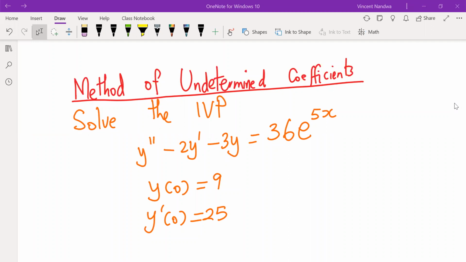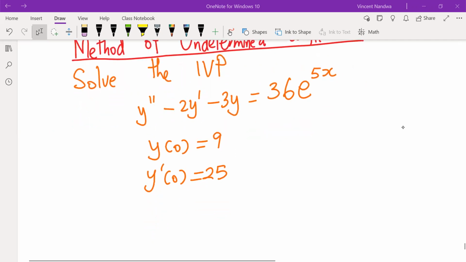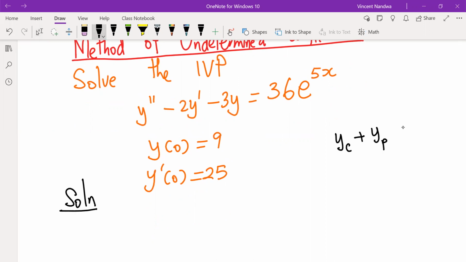In this case, we solve an initial value problem by use of a method of undetermined coefficients. So the first thing is to get the complementary solution by solving the homogeneous equation, then find the particular solution. Once we have these two, I will get the general solution and then use the conditions given at x equals 0 to get the constants that will be present in this general solution.